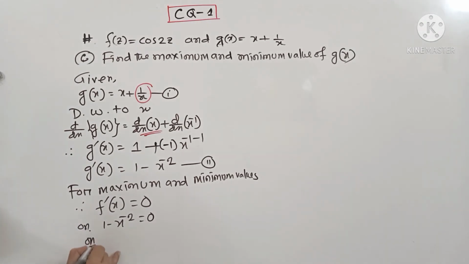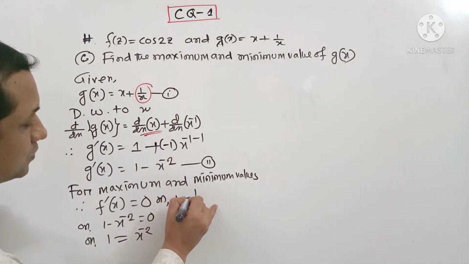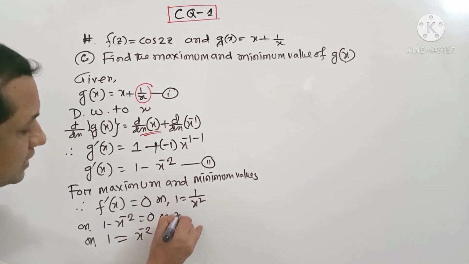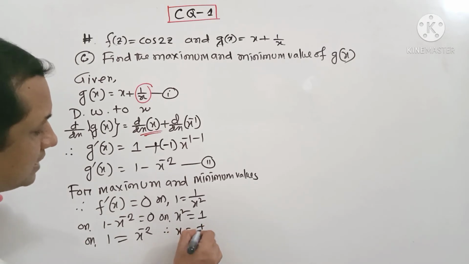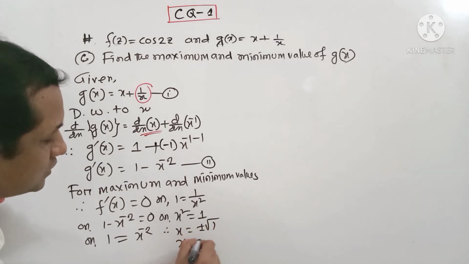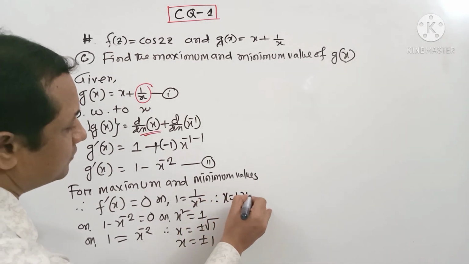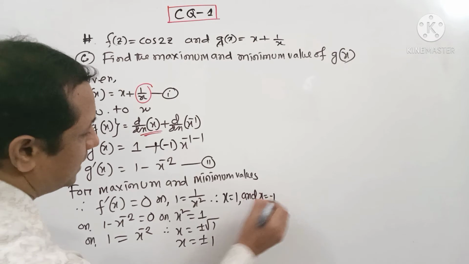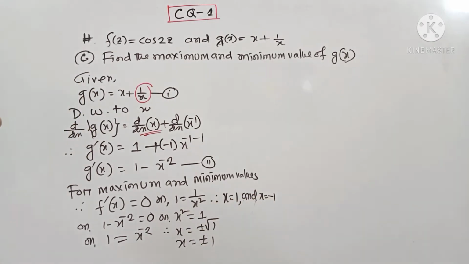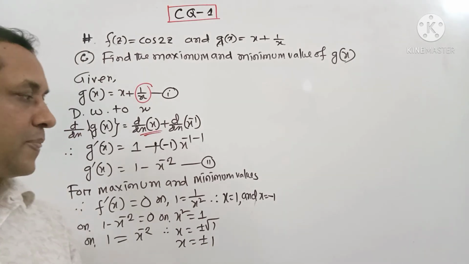So we can write, student, here 1 equals x to the power minus 2, or 1 equals 1 by x square. By cross multiplication, x square equals 1, so x equals plus minus root over 1, so x equals plus minus 1. So the value of x equals 1 and the value of x equals minus 1. So two values: x equals 1 and x equals minus 1.